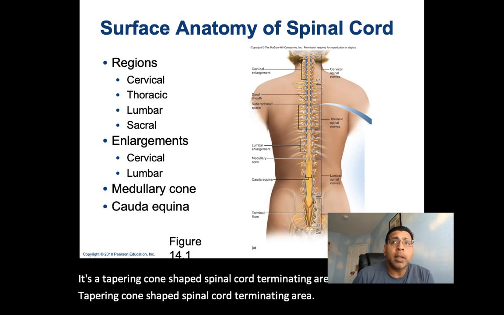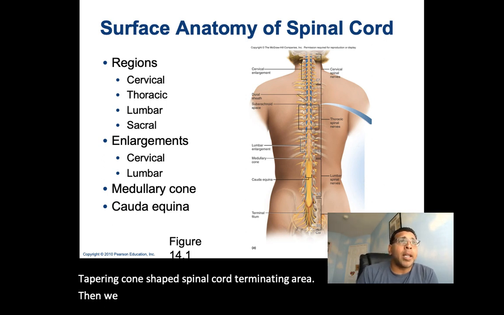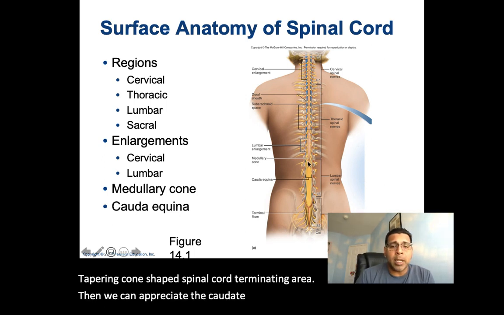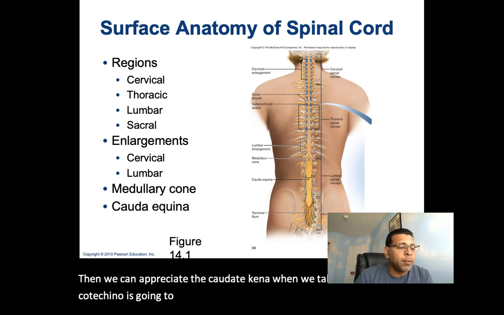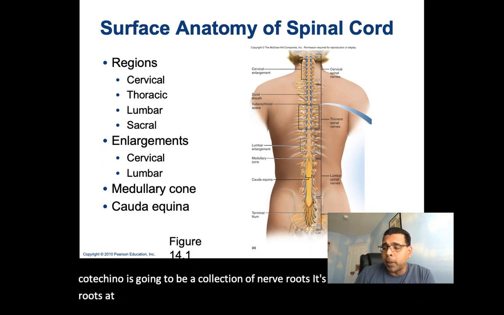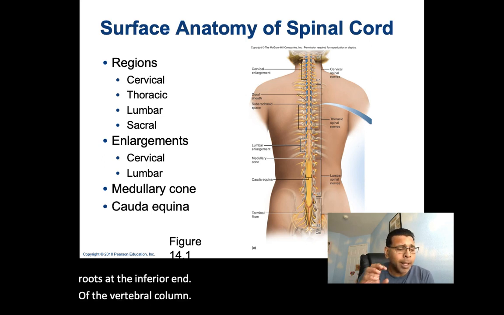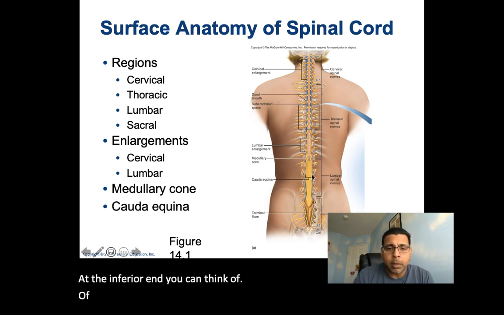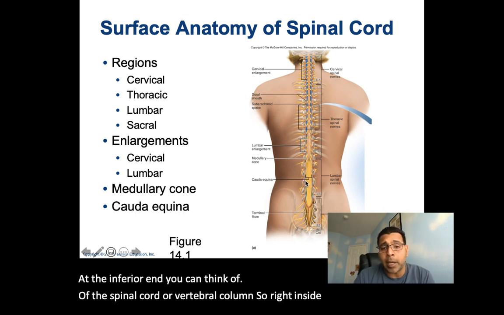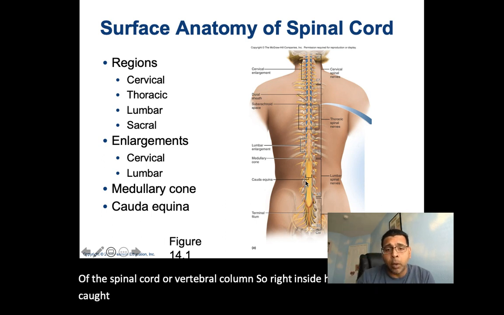Then we can appreciate the cauda equina. When we talk cauda equina, the cauda equina is going to be a collection of nerve roots at the inferior end of the vertebral column. So right inside of here, like a horse tail. Cauda, caudal, equina, horse.